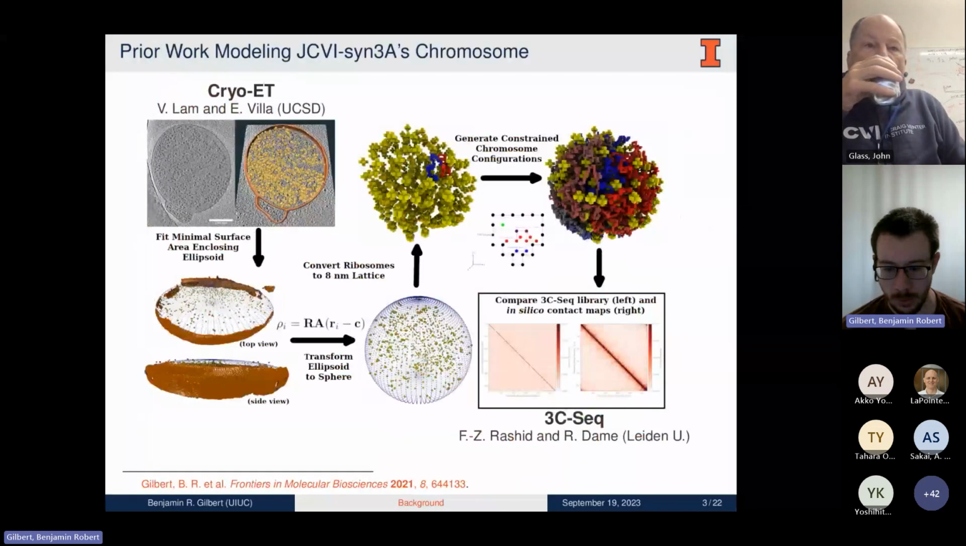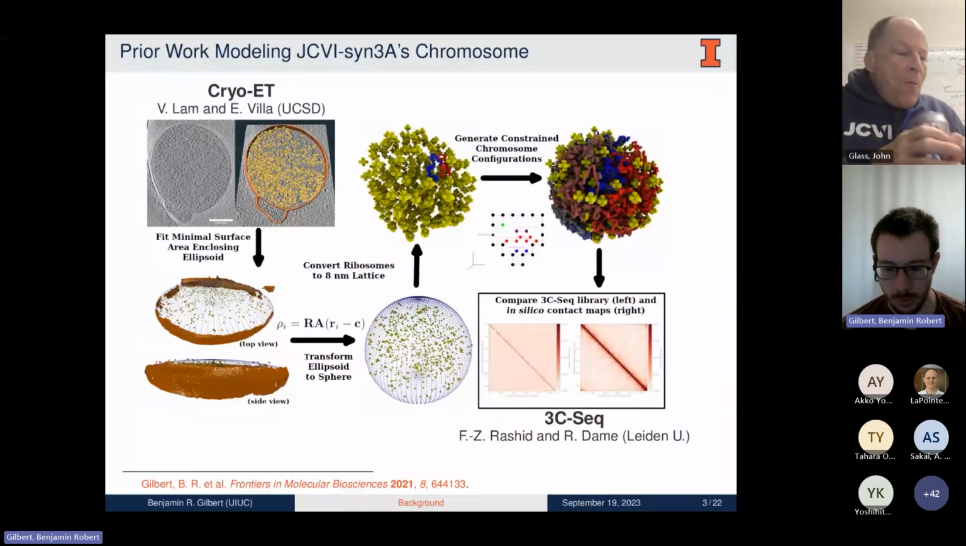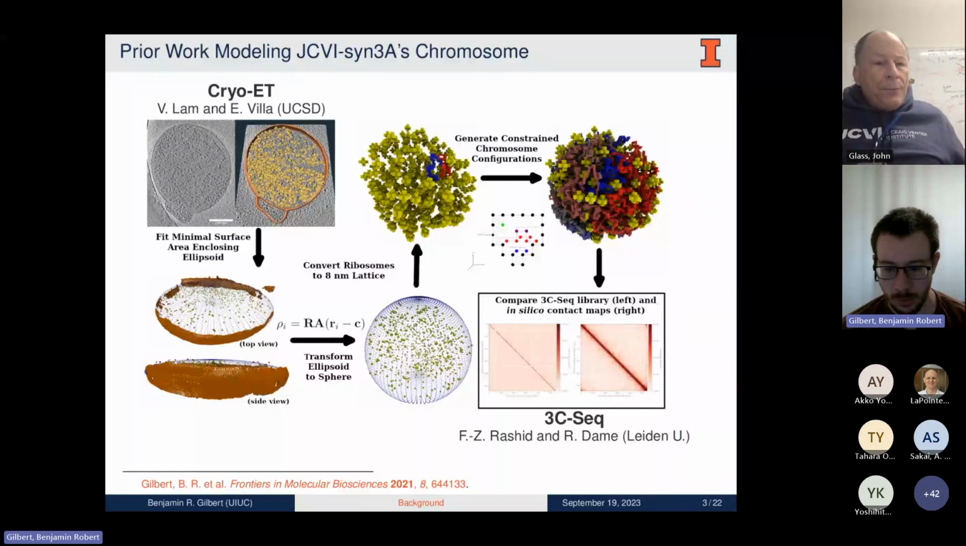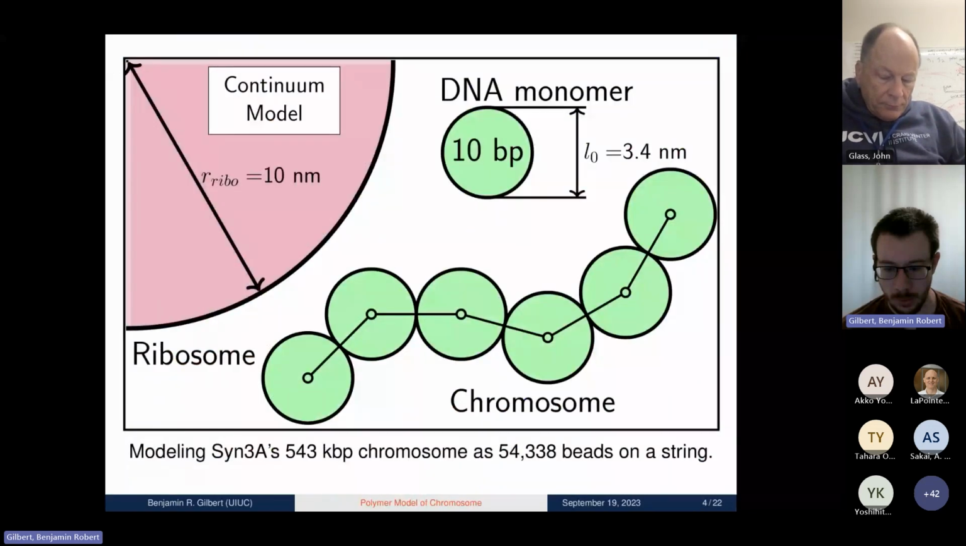Moving on, in our prior work modeling JCVI-syn3A's chromosome, we started with the cryo-electron tomograms, and from that we were able to reconstruct the ribosome distribution. Then we folded a lattice model of the chromosome amongst the ribosomes, and from that we were able to look at the overall organization of the genome by comparing it to 3C-seq done by the lab of Remus Dame at Leiden University. Unfortunately, that lattice model didn't really work for replication and segregation of the chromosome.